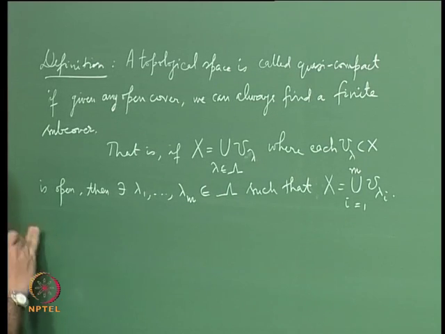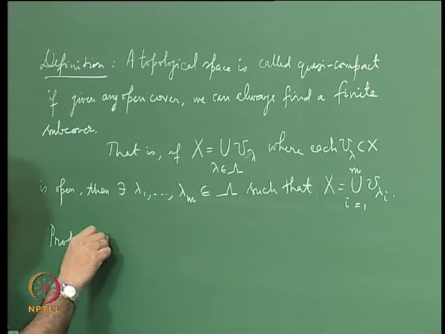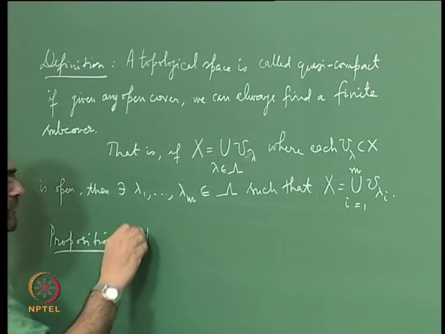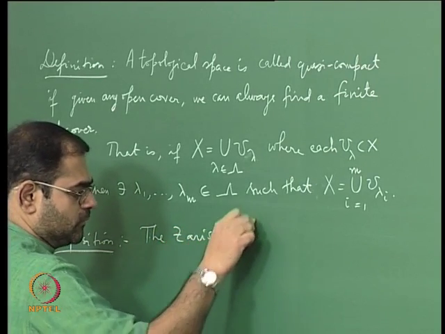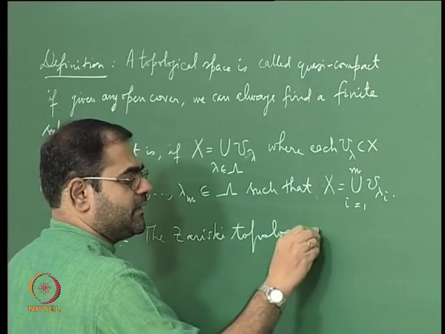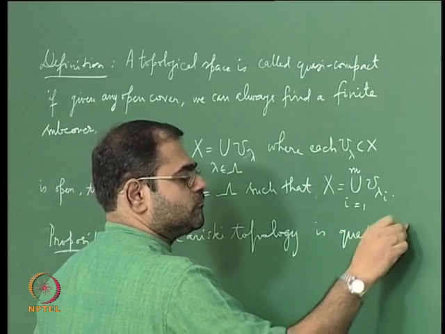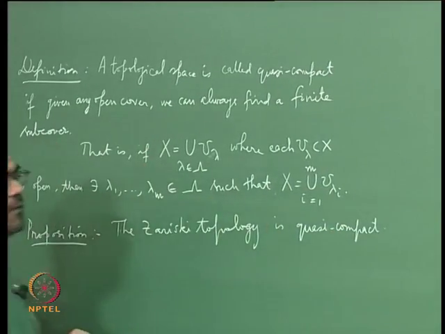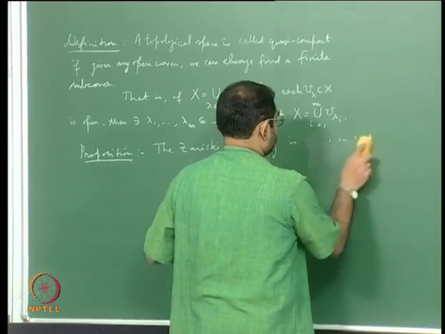So I should say, if you want a proposition, the Zariski topology is quasi compact. Okay, it's quasi compact. So let me write it.